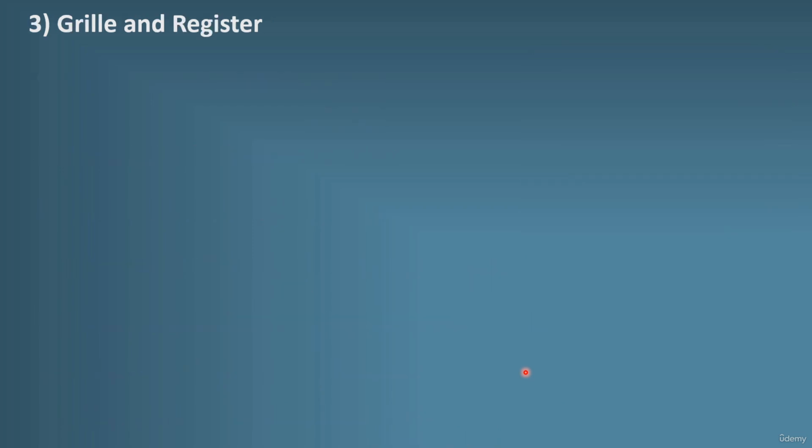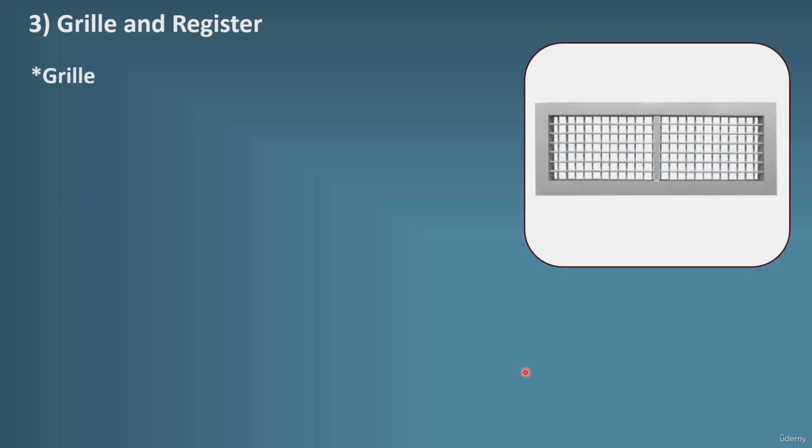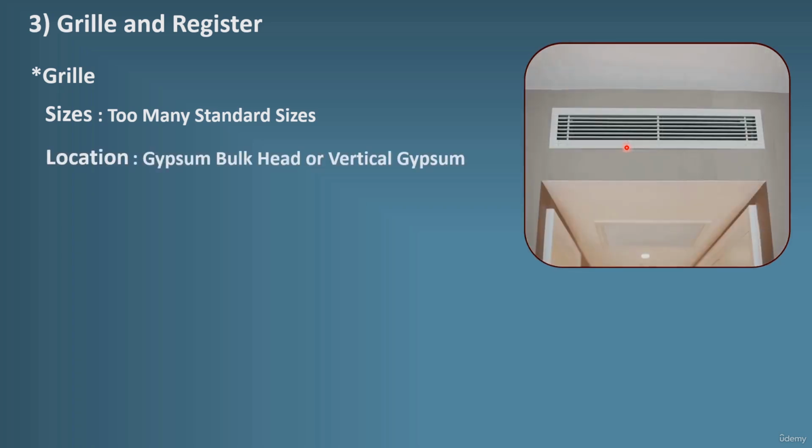Next, grills and registers. This is the grill. We have different standard sizes. We will see that when we select the grill from the catalog. Where to put it? We put it on a vertical false ceiling, or what we call bulkhead. We usually see it in hotel rooms and in apartments. To connect it to the system, we use rigid duct.